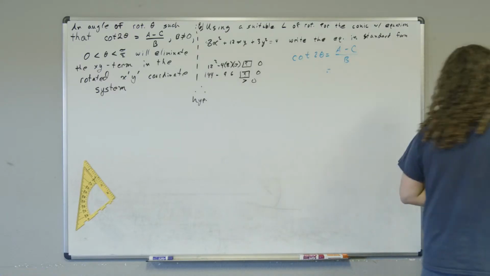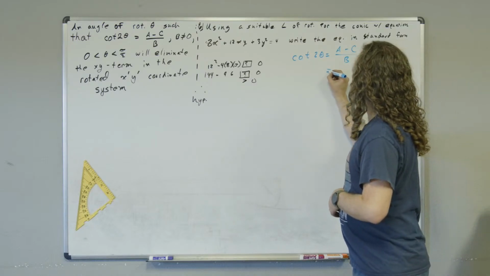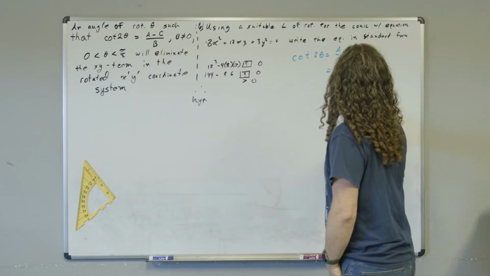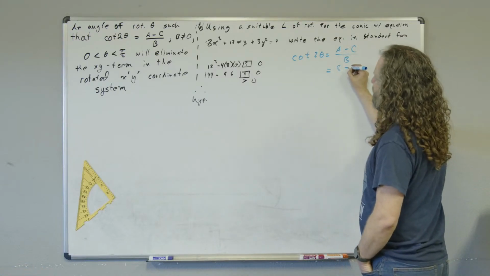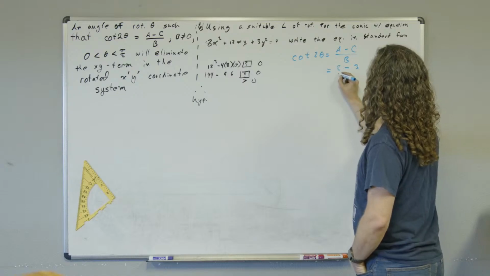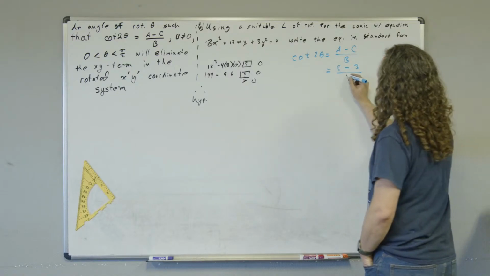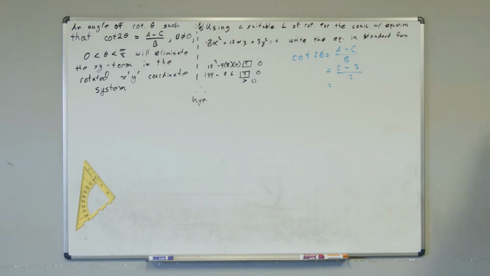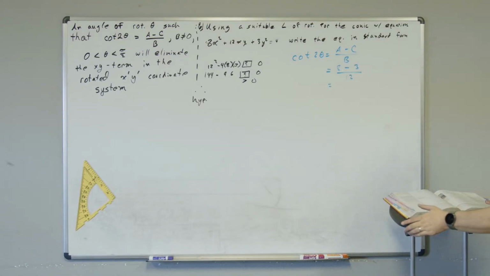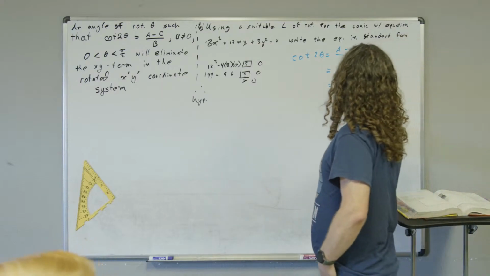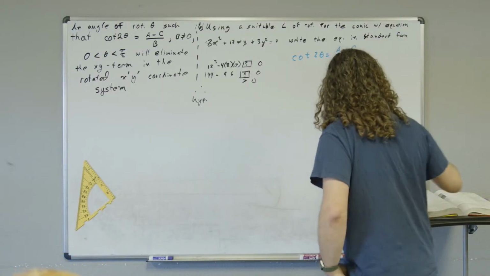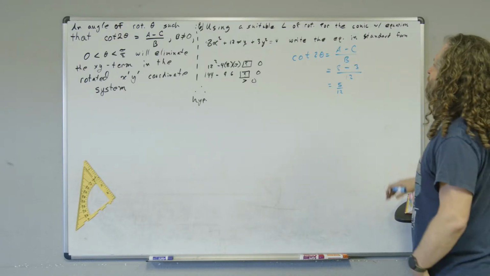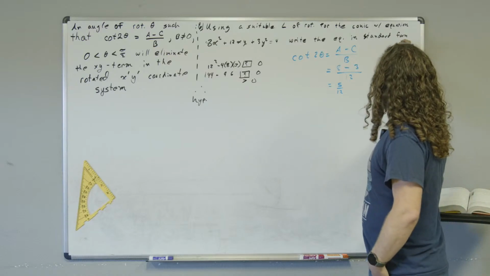So, in this case, what is A? 8. Minus C, which is 3, over B, which is 12. 5/12, that's correct. So we need to figure out still what theta is, so let's draw us a little triangle.